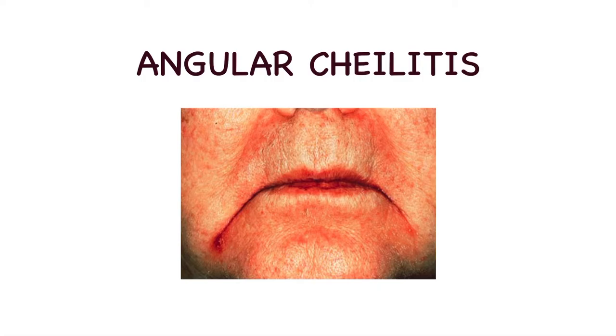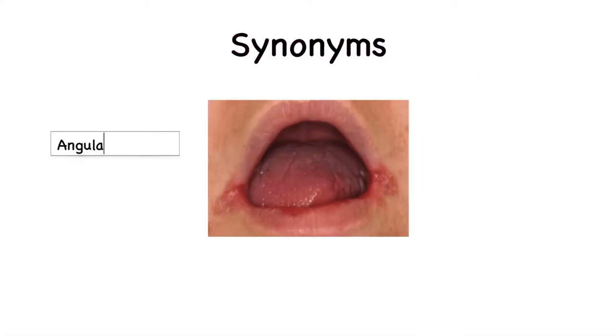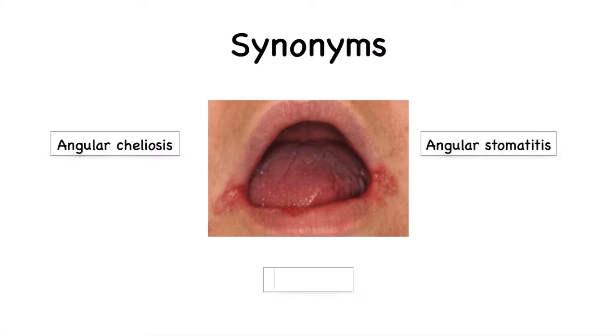Today we are going to have a discussion on angular cheilitis. It is also known as angular cheilosis, angular stomatitis and perleche. It is a common inflammatory condition affecting corners of the mouth or oral commissures.